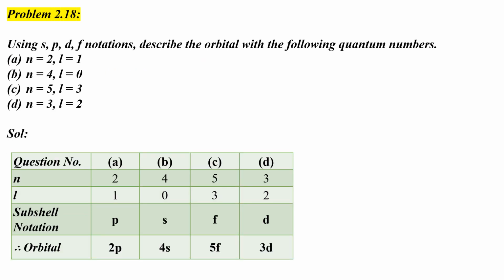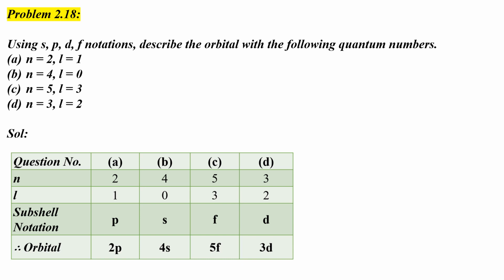Let's solve problem 2.18. Using spdf notations, describe the orbital with the following quantum numbers. Here in this question, you are given 4 sets of quantum numbers and you are asked to describe the orbital specified by each of these sets using spdf notations. Let's try to solve this. I have tried to solve this in tabular form. I have written the question numbers in the first row. Now let's solve the first case, A.